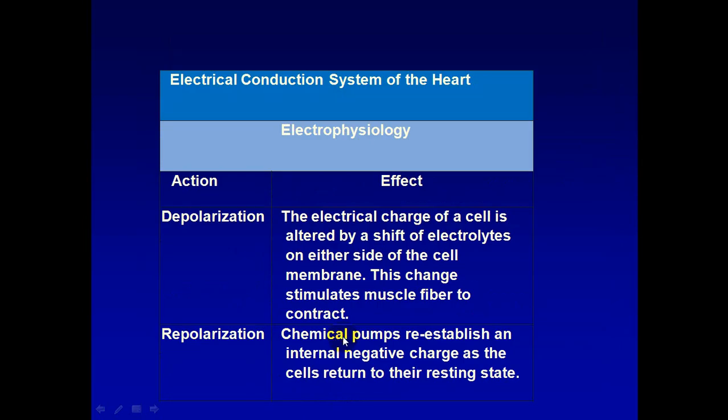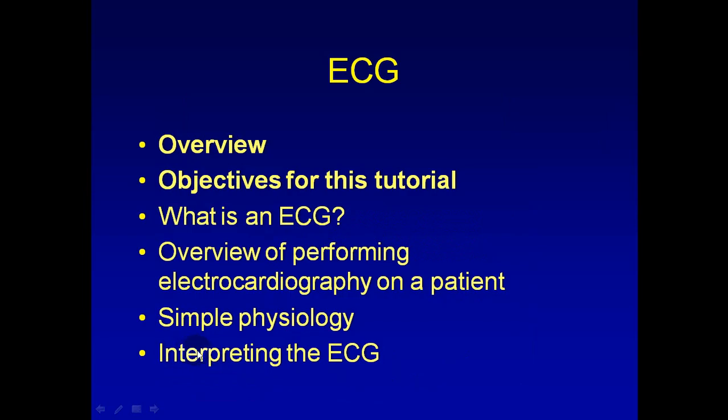The electrical conduction system of the heart involves depolarization and repolarization. In depolarization, the electrical charge of the cell is altered by a shift of electrolytes on either side of the cell membrane. This change stimulates muscle fibers to contract, while chemical pumps re-establish an internal negative charge as the cell returns to the resting state, called repolarization. That's enough summary of the previous lecture.